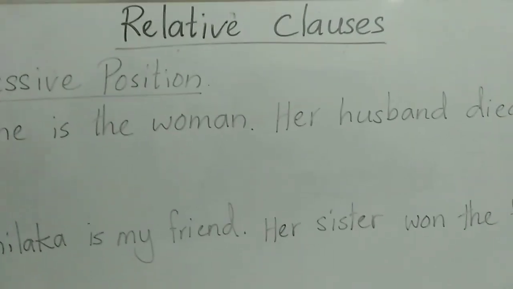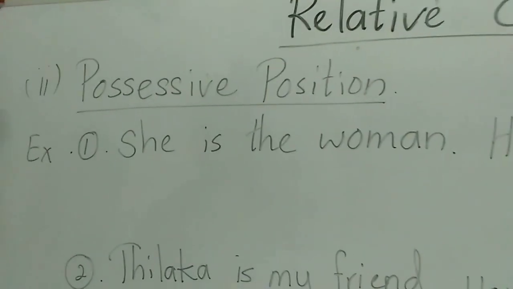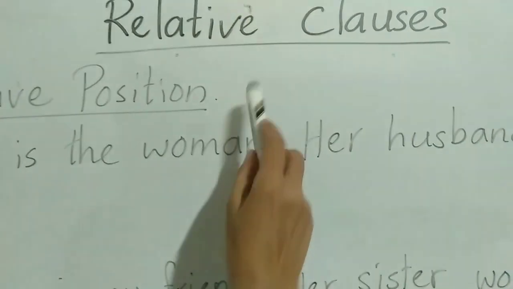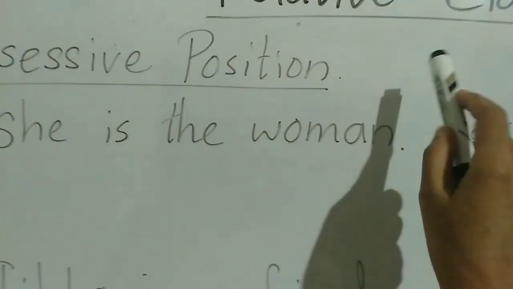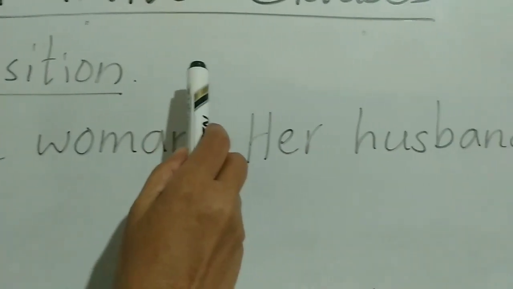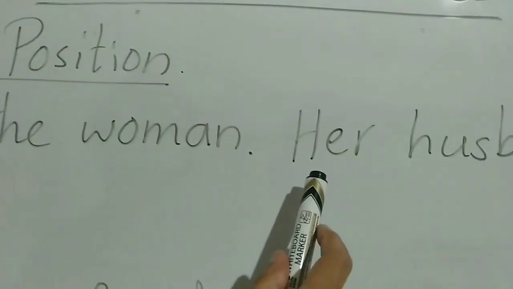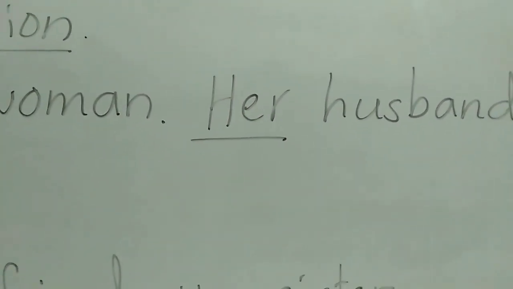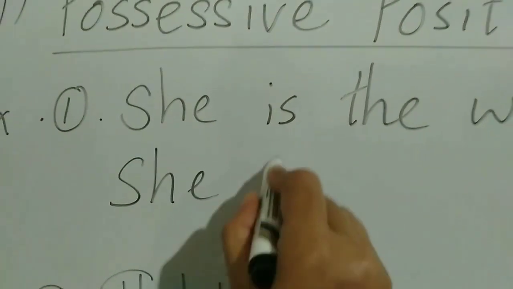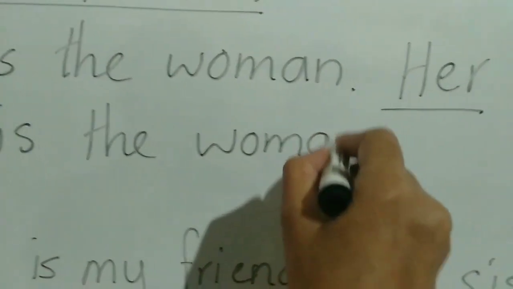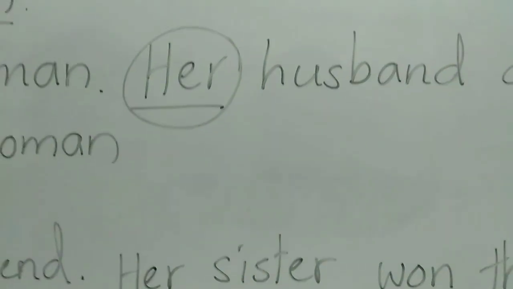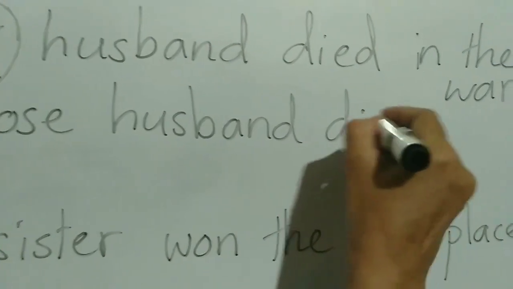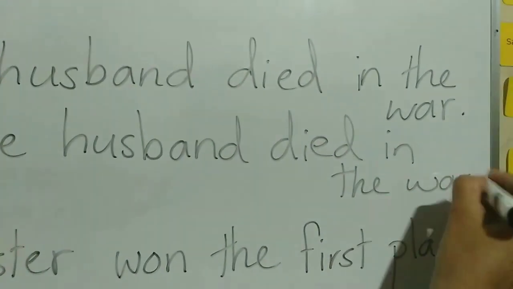Now we come to the possessive position. Let's see, in this possessive position, I told you earlier what is the relative pronoun we use? Whose. With the relative pronoun whose, we use it instead of the possessive pronouns. What is the possessive pronoun we have used here? Her. She is the woman. Instead of this possessive pronoun, we use whose husband died in the war.